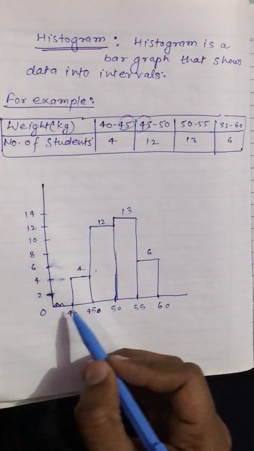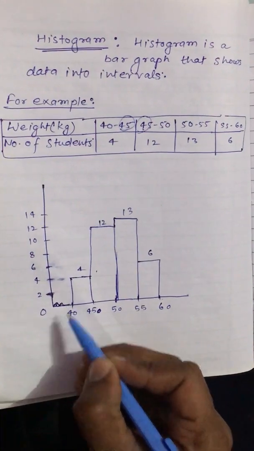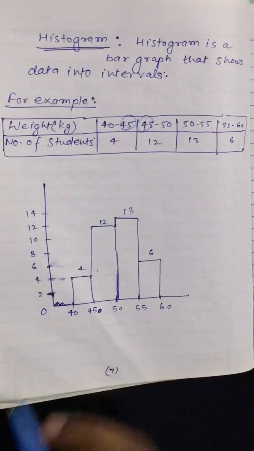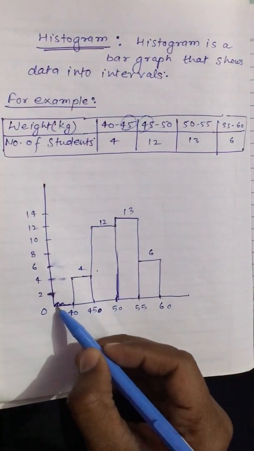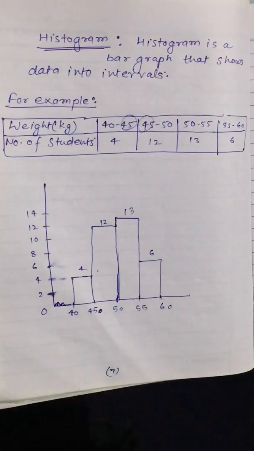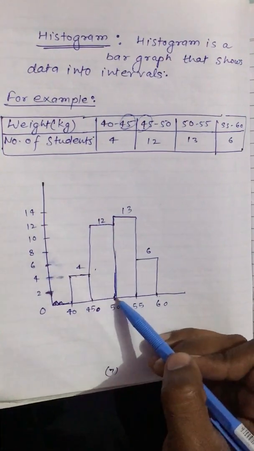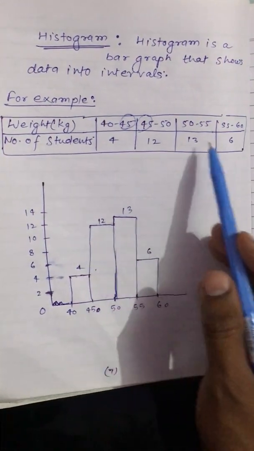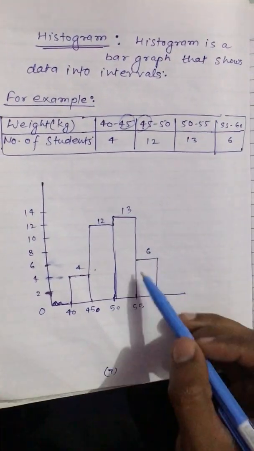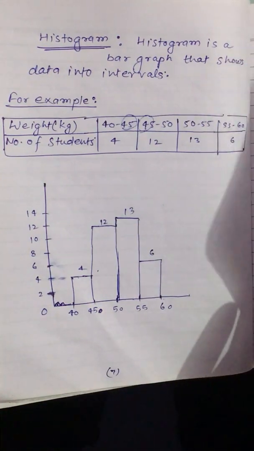Now, as you can see, I start from 0 and then this is 40. So we draw a zigzag line. It shows that we do not forget about the numbers, but the numbers are between them. To save our time, we just make the zigzag line, meaning from 0 to before 40, numbers are here. So 40 to 45, how many do we have? 4. 45 to 50, 12. 50 to 55, 13, and the last one 55 to 60 is 6. Understand? So that's how we draw the histogram.